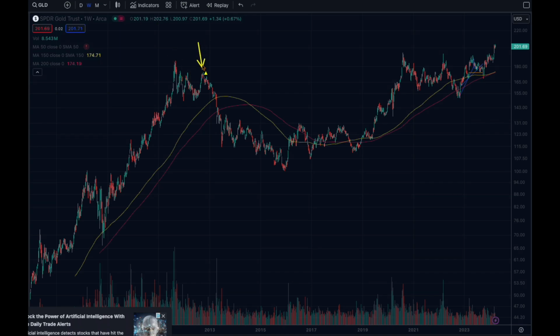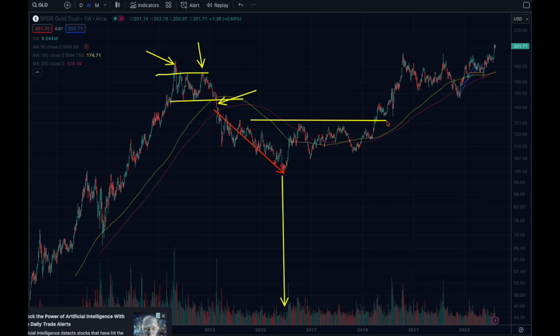Look at that one right there. You've got a lower high, okay? And then you had the breakdown right there, okay? A down move that ends right around 2016, the same time as the Trump election, okay?